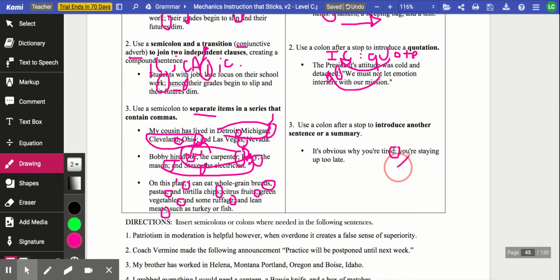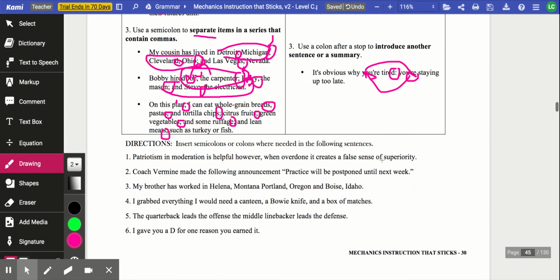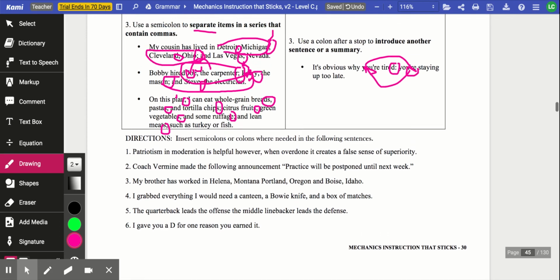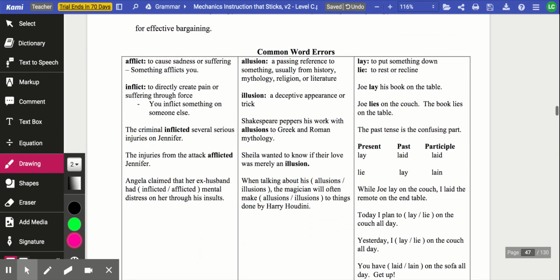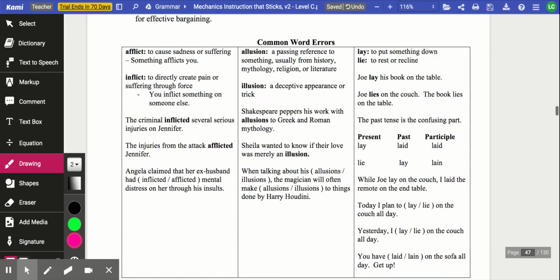Okay, this is essentially a summary of this first IC, or this first IC is introducing the second IC. It's obvious why you're tired, right? A summary or explanation. You're staying up too late. Okay. All right, so then let's take a look at some conventions review, 4.1b.